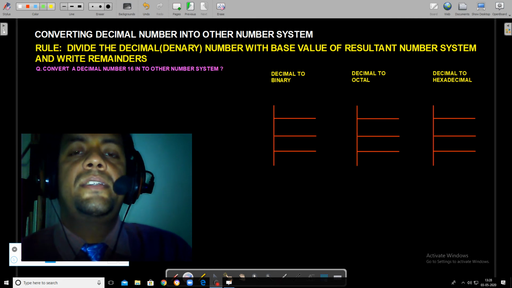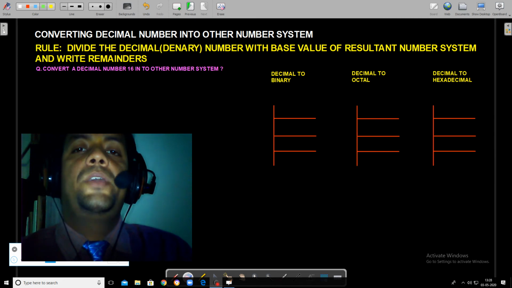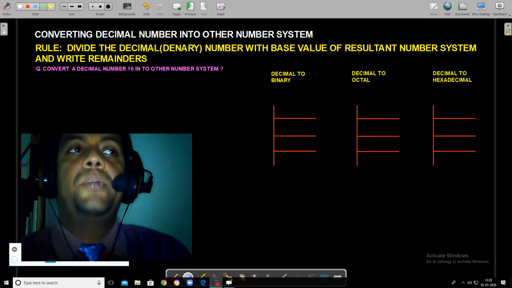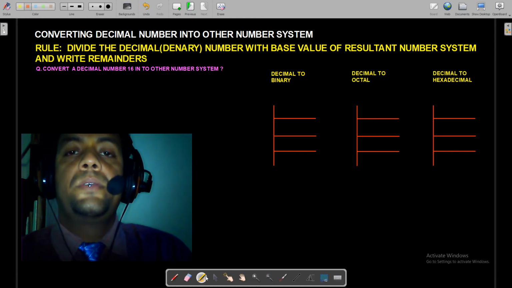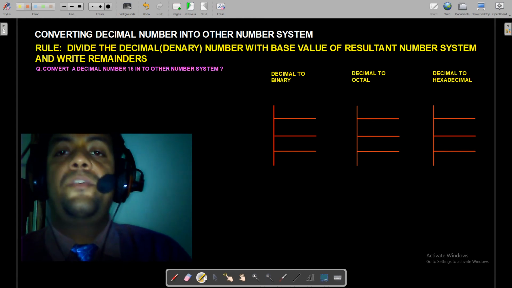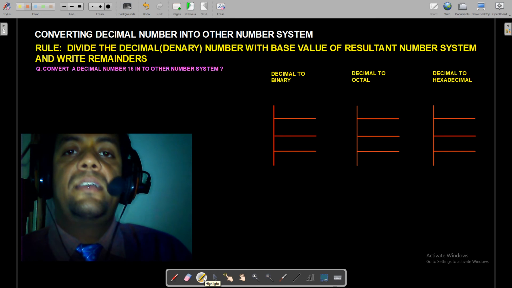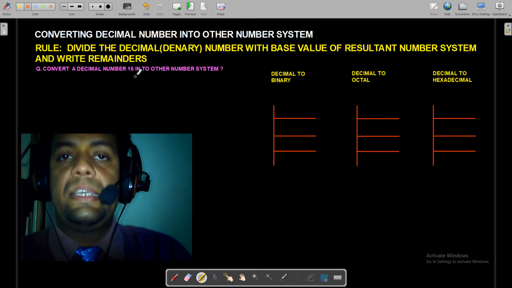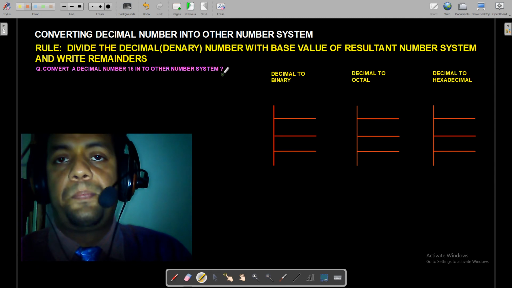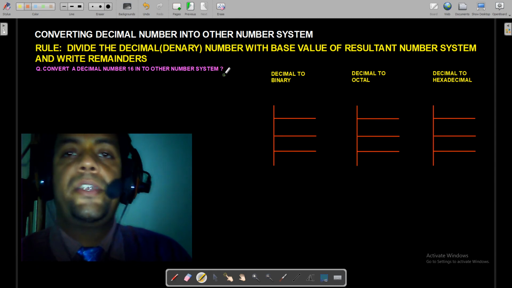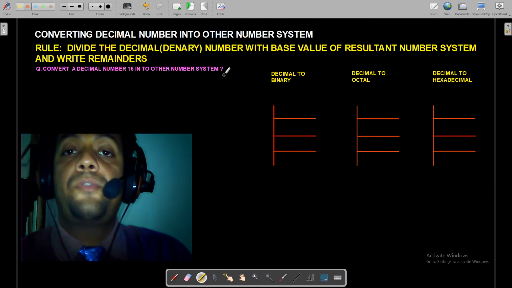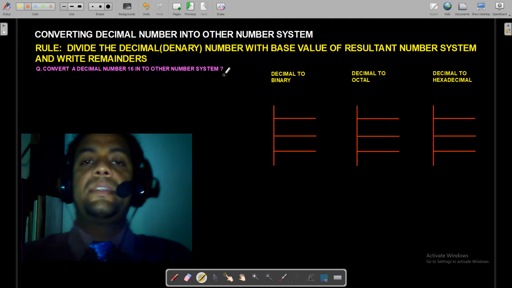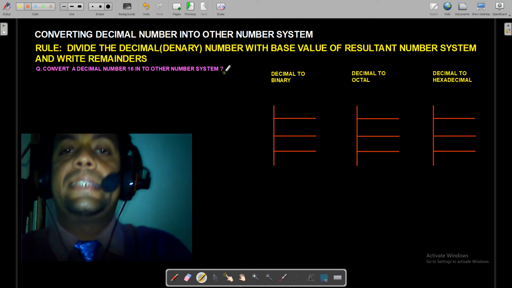Good morning, students. In this lesson, we are going to learn how to convert a decimal number into other number systems. Okay, so children, we have one question. The question is, convert the decimal number 16 into other number systems. You can see this question clearly written on your screen. We have to find the other number system values of the decimal number 16.